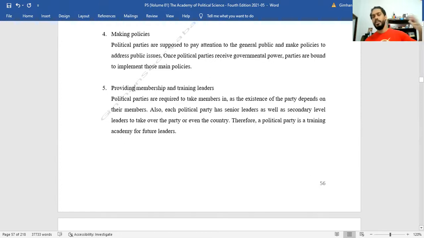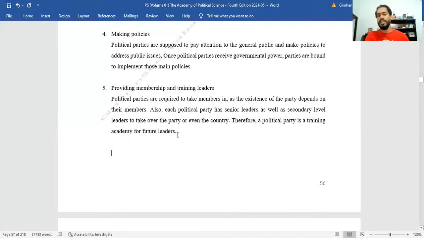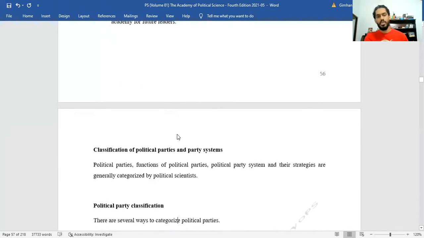In addition to the leader you already have, you need to train upcoming leaders, right? So not only for the political party, but for the country as well. A political party developing new leaders means that there is a potential leader for the country as well. So we consider a political party as a training academy for future leaders. Like you learn how to make policies, how to run a country, and so on and so forth.